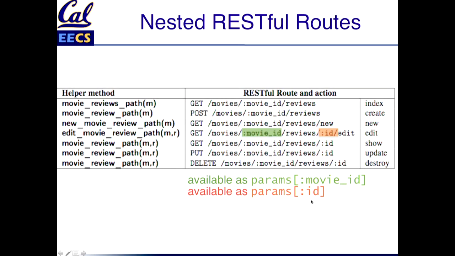So in this case, these routes are about reviews. That means that ID is the ID of a review, but movie ID is a foreign key within that review of the movie that it's going to point to, right? This is how we're mapping all these pieces back to the example that we did.